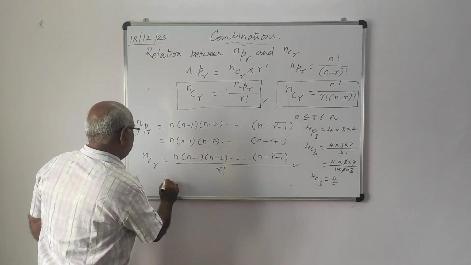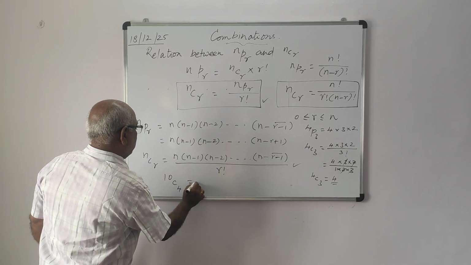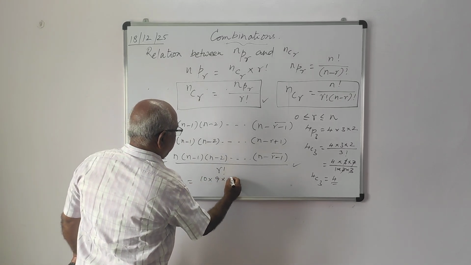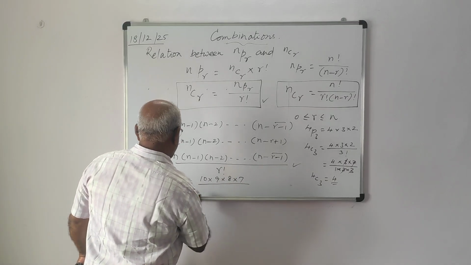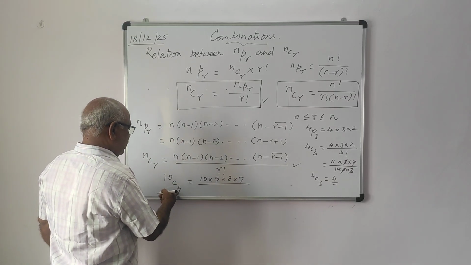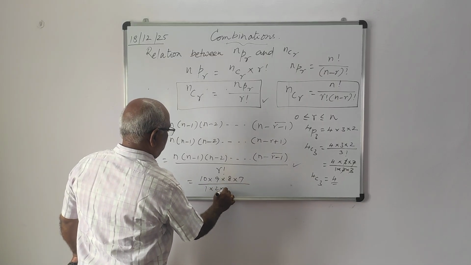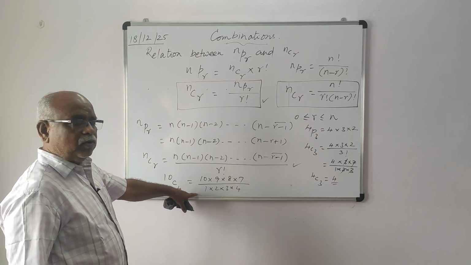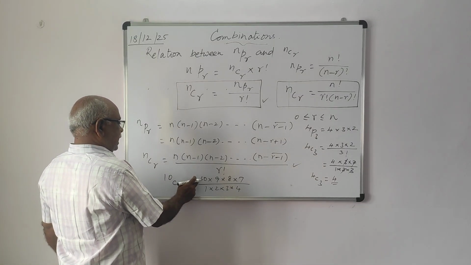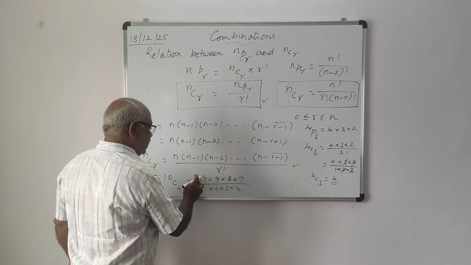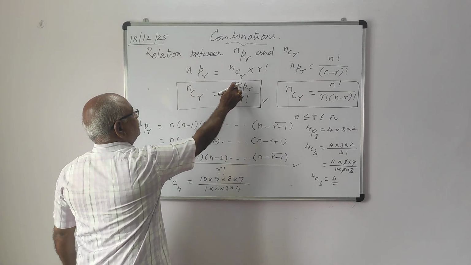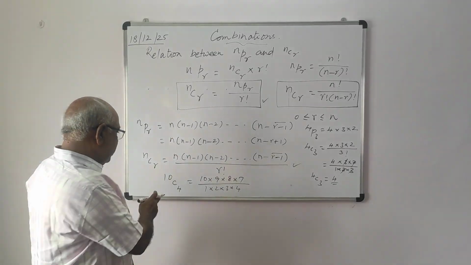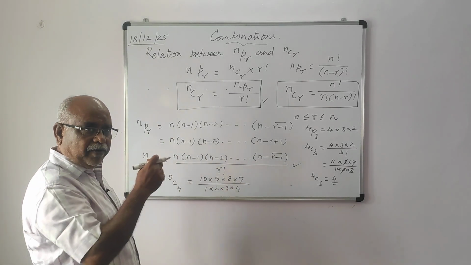Now, one more example. 10C4 equals 10 into 9 into 8 into 7, because 4 times you reduce, divided by 4 factorial, that is 1 into 2 into 3 into 4. That's all: nPr by 4 factorial. The numerator is only nPr, where 4 times you have to reduce: 10 into 9 into 8 into 7. Whereas for nCr, you have to divide nPr by 4 factorial.